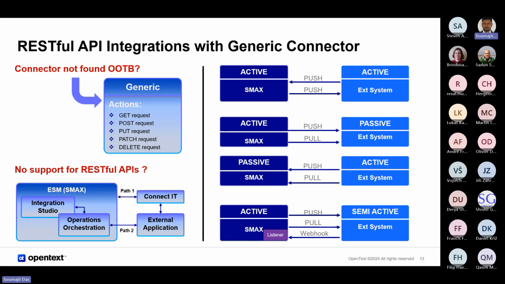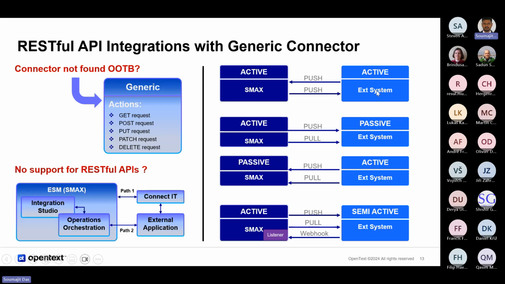You can continue. If it is a REST API, you can always use the generic REST API connector, and do a get, post, put, patch, delete, whatever action you would want to execute. Now, if a target application does not support REST, then you have other options. You can use ConnectIT, or you can use operations orchestration. And if it is operations orchestration, you can again invoke an operations orchestration from Integration Studio itself and integrate with an external application.